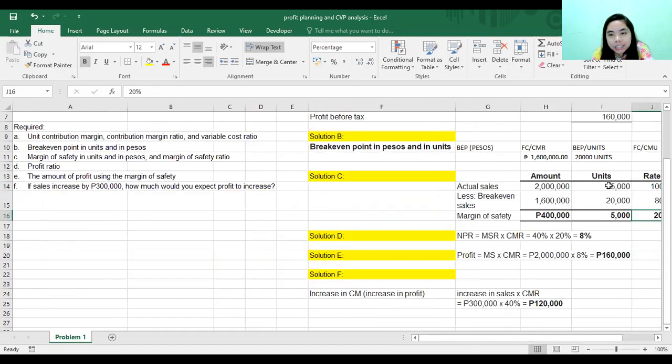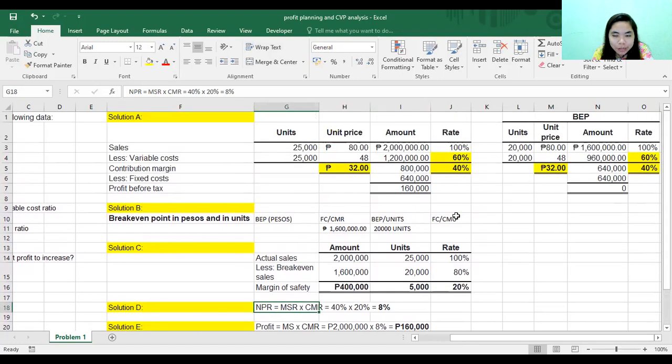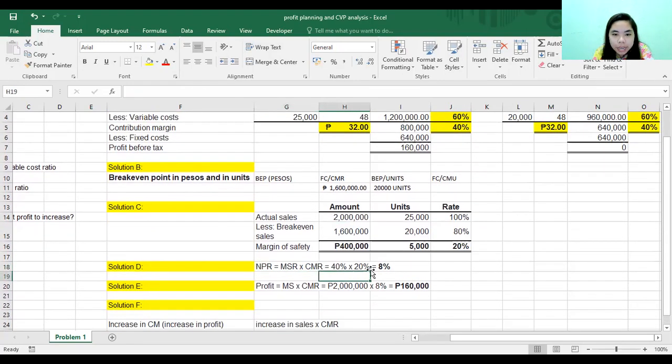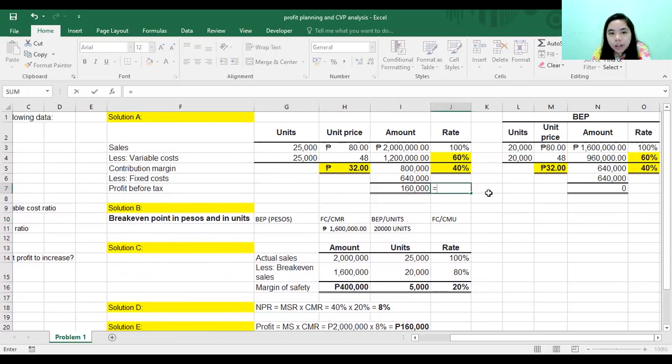Now, your profit ratio. How to get your profit ratio? Your profit ratio is your margin of safety times your CMR. Your contribution margin ratio is 40%. You have a 20% margin of safety, so you will have 8%. You have there profit before tax. You simply divide your profit by your sales. Then you will get your 8%.